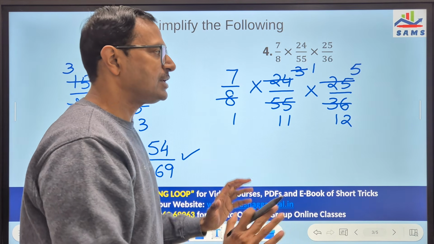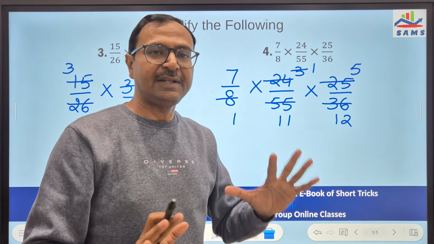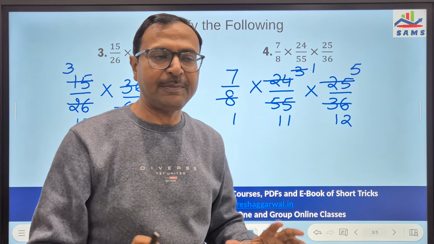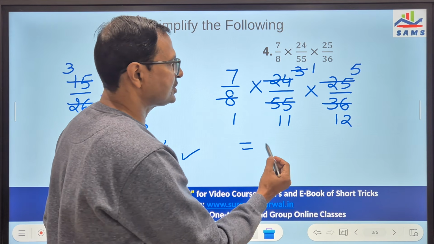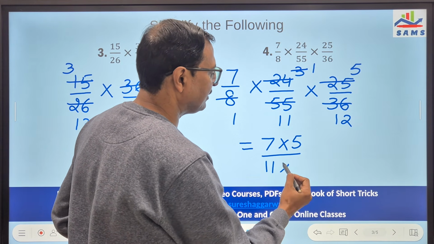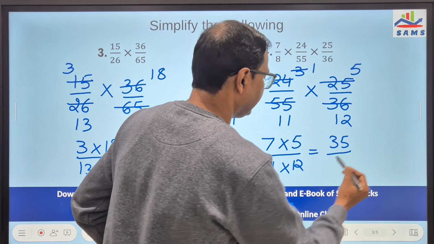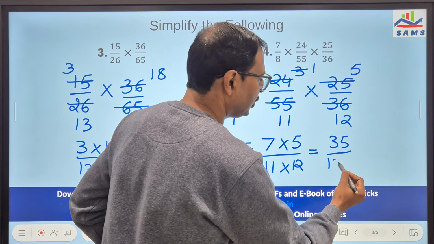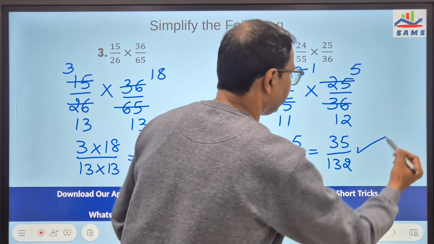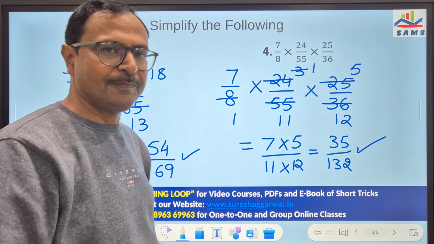And now you see the numbers 11, 12, 7, 5. They don't have any common factor between them. And so your answer for the question will be 7 times 5 in the numerator, which gives 35, and 11 times 12 in the denominator, which is 132. And that is actually your correct answer for the question.